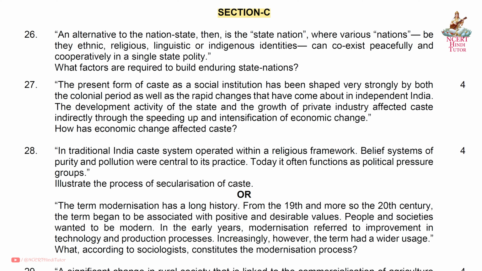Section C. Question 26. An alternative to the nation state then is the state nation, where various nations, be they ethnic, religious, linguistic, or indigenous identities, can coexist peacefully and cooperatively in a single state polity. What factors are required to build enduring state nations?